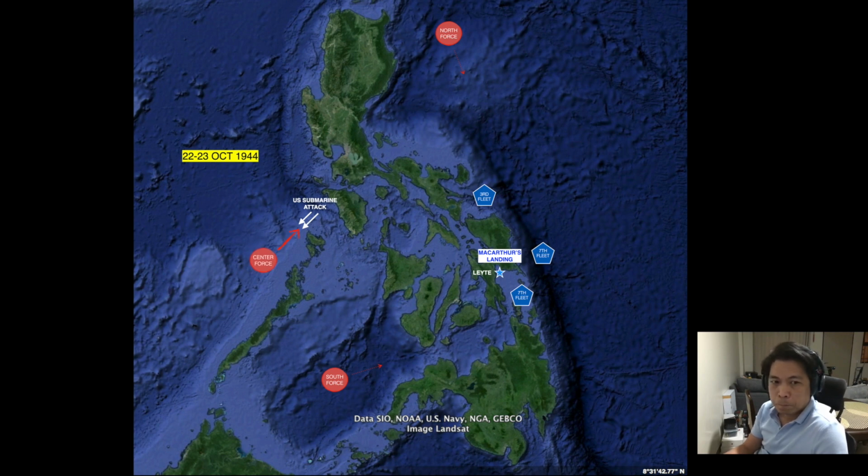The Japanese presence and location of the Center Force has been confirmed by this U.S. submarine attack. And another important thing is that the capital ships were reduced by 3. They were down by 3 heavy cruisers.